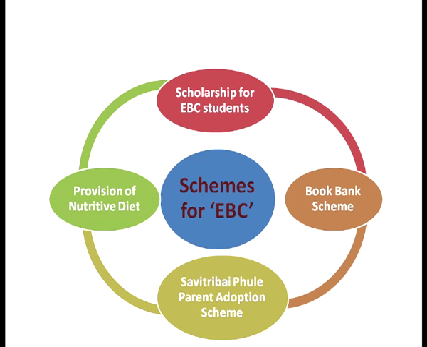What schemes have been implemented in the state of Maharashtra for the welfare and the education of economically backward classes? These schemes mainly included the scholarships for the EBC students, the book bank scheme, the third is the Savitribai Phule parent adoption scheme, and the fourth is provision of nutritive diet to the children belonging to the economically backward classes. So, these were the major schemes for the education and welfare of economically backward children.